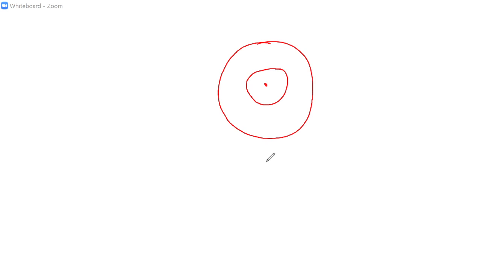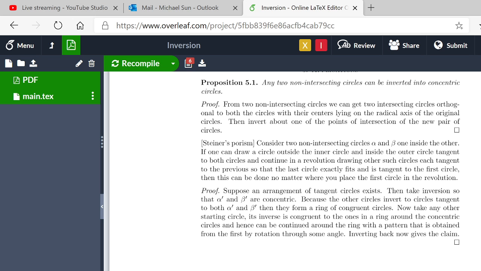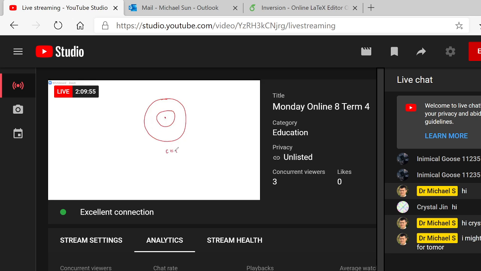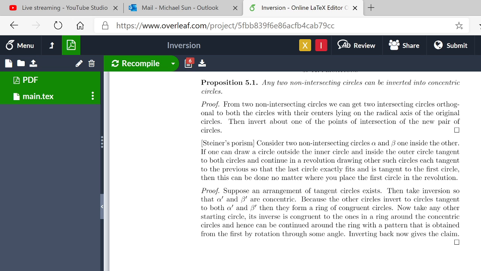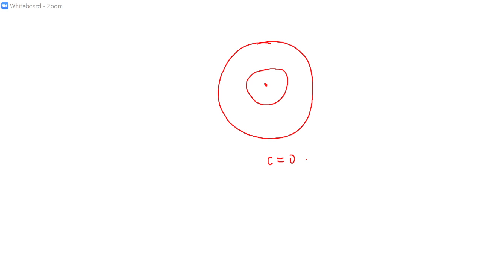So let's pretend we have two concentric circles. Okay, c equals 0. People even here? Okay. There's no one wants to talk, but it's alright. I probably should have just started with this.